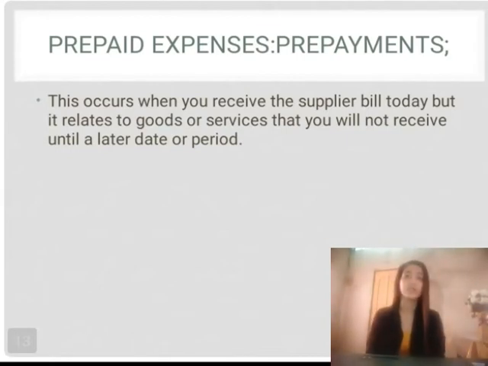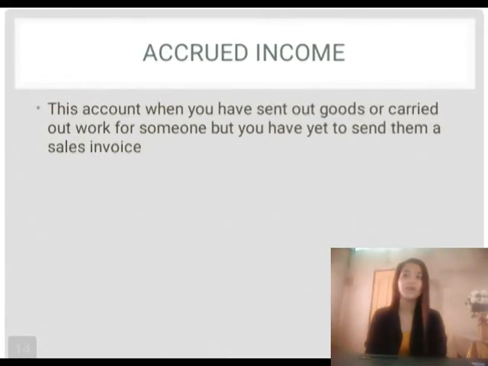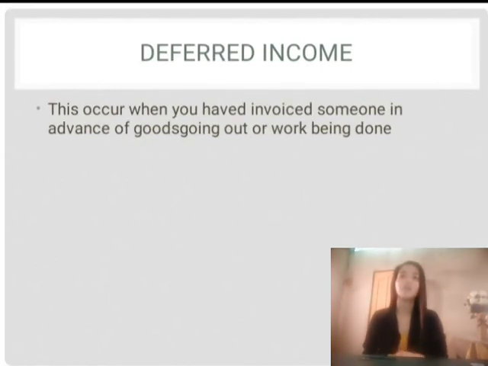The third one is the accrued income. This occurs when you have sent out goods or carried out work for someone but you have yet to send them a sales invoice. The fourth and the last one is the deferred income. This occurs when you have invoiced someone in advance of goods going out or work being done.